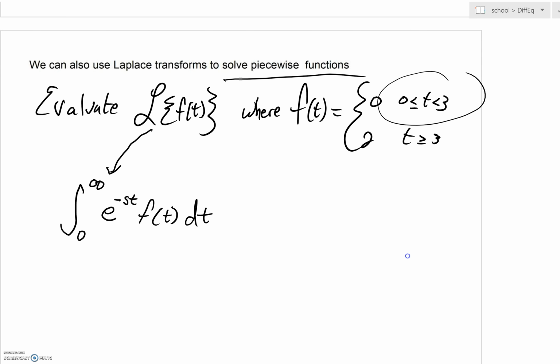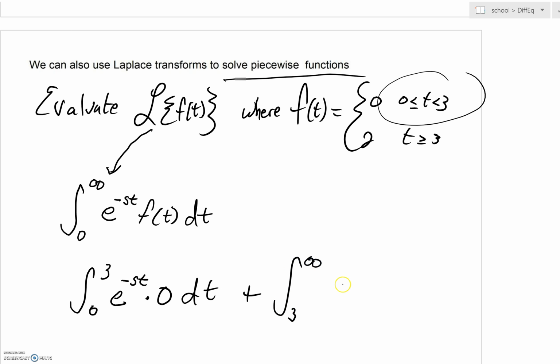I cannot do a Laplace transform with the memorized forms that we had earlier. Sad to say. But we can say, look, we're going to go between 0 and 3. But, oh, look at this. f is just 0 then. Oh, I kind of like that, don't you? That 0 is going to wipe that whole integral out. And then you're going to say, well, now you're going to integrate from 3 to infinity of e to the negative st times 2 dt.